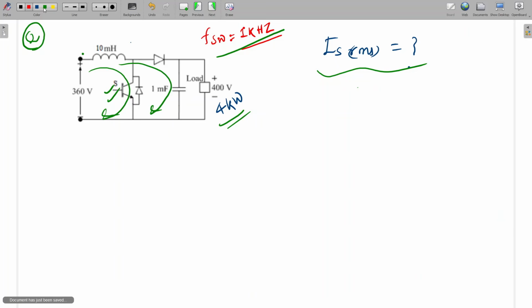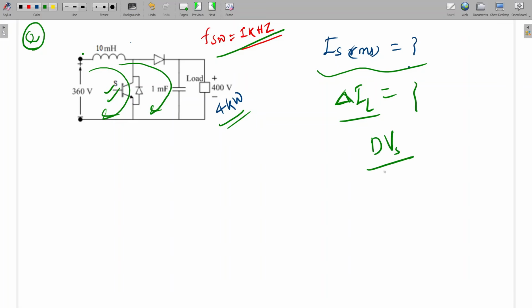So what will be the ripple in inductor current? Can anyone calculate? Delta IL. Sir, under root 1 by 3 into I naught, I1 square plus I2 square into I1 I2, sir. That formula only. So first we will calculate the ripple, delta IL. So what is the delta IL?